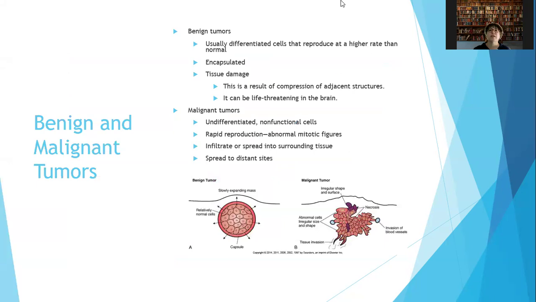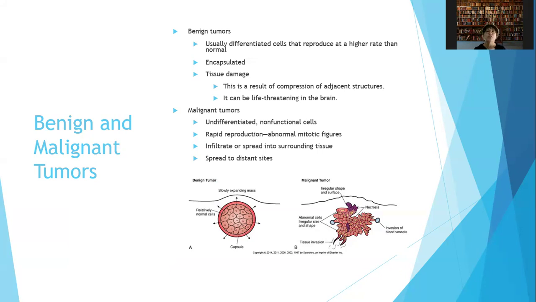So benign versus malignant. How do we tell them apart? Benign tumors are usually differentiated cells that reproduce at a higher rate than normal. Remember we said those dysplastic or anaplastic cells are undifferentiated and they're just producing out of control. With benign tumors, they're producing at a higher rate than normal, but not necessarily out of control the way a malignant tumor is. Benign tumors tend to be encapsulated. So you get an encapsulated, slowly expanding mass.